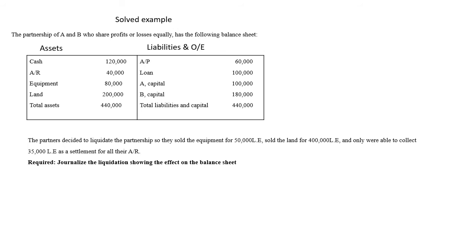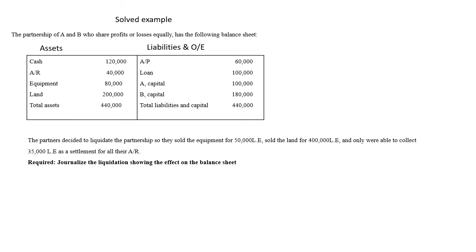Here is a simple example showing liquidation. You are given a partnership having two partners, A and B, and you are given the balance sheet of the partnership, and it says that the partners decided to liquidate the partnership. So they sold the equipment for 50,000. You notice the value of the equipment used to be 80. It's sold for 50. So we are having a loss from selling the equipment.